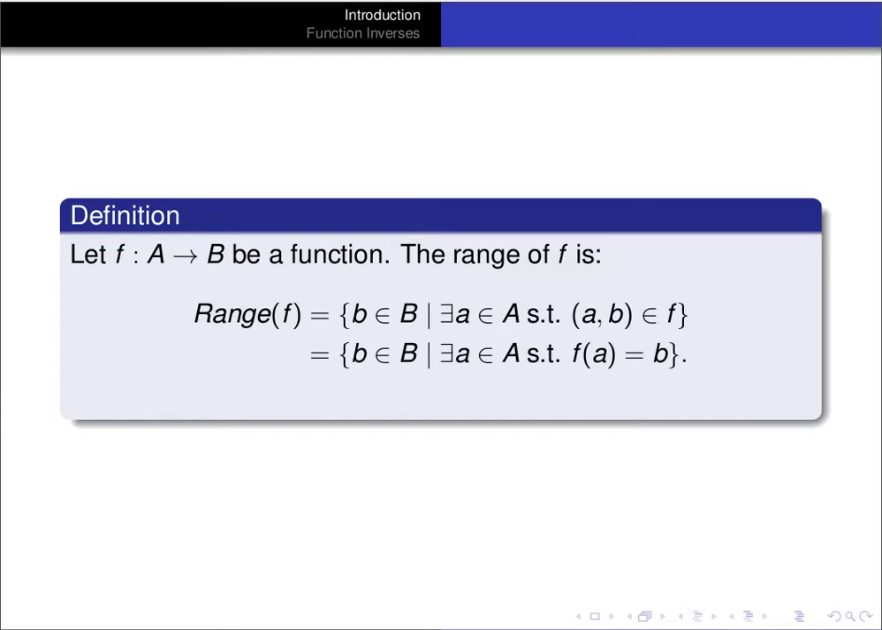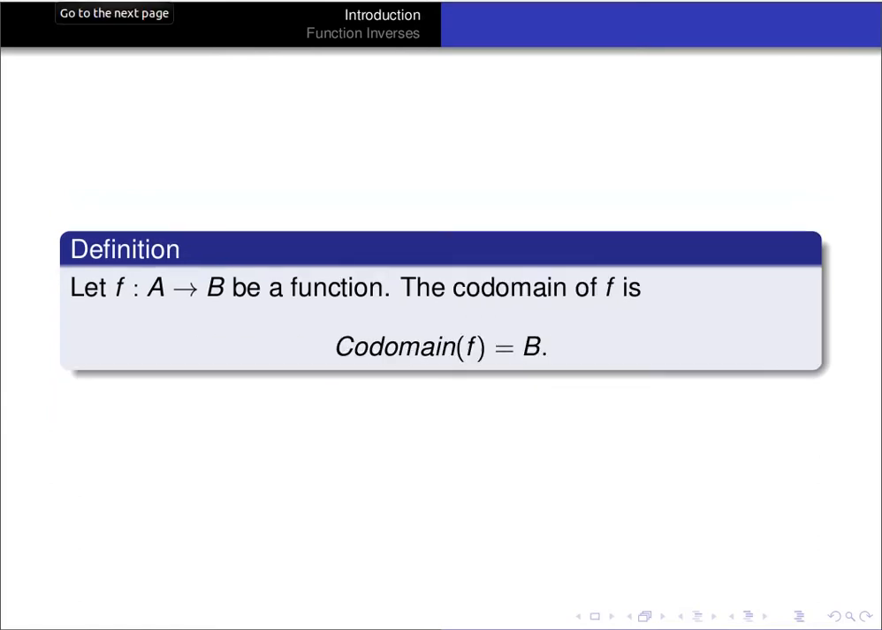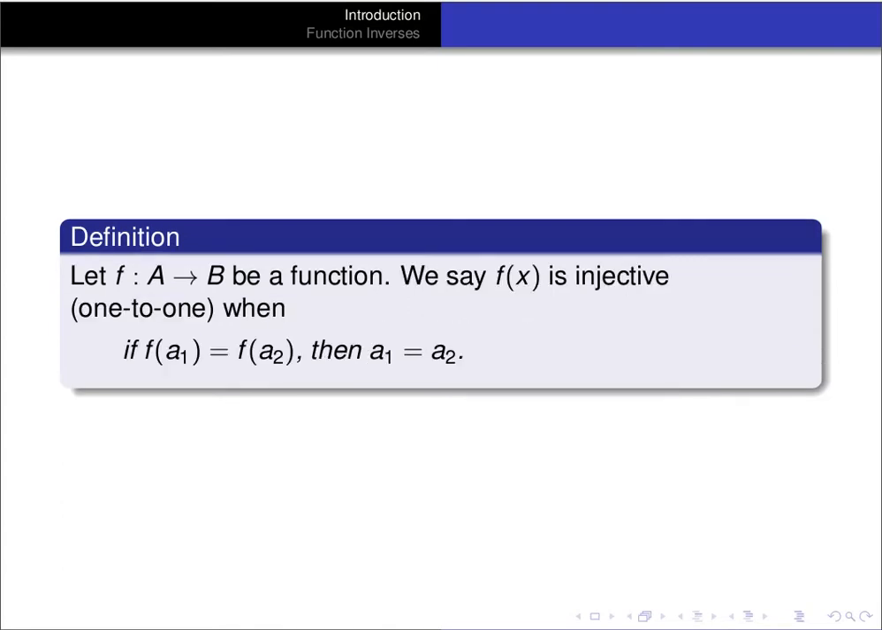So again, the range is a subset of B. We have a name for B though. B is called the codomain of the function. It's sort of the potential range. If a function satisfies this property, if whenever f(a1) is equal to f(a2), then a1 is equal to a2, we call the function f injective, or one-to-one.